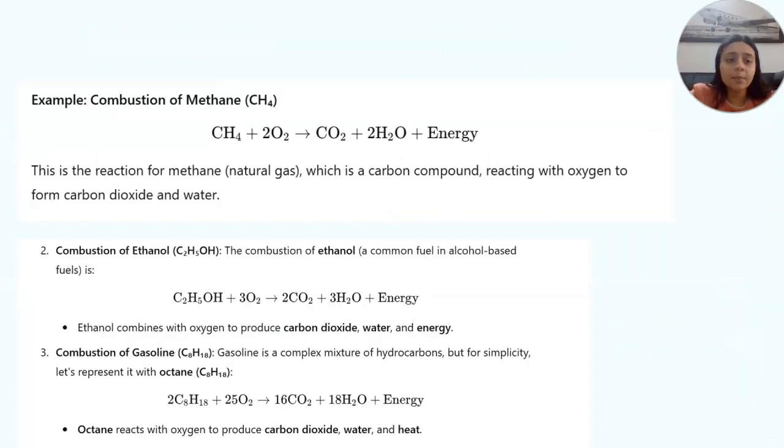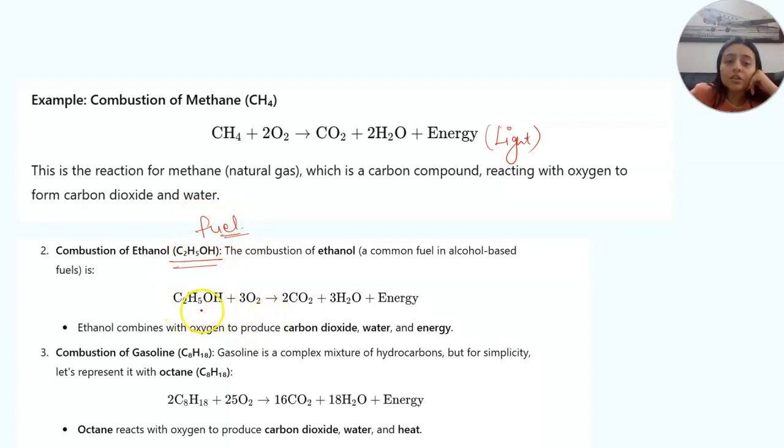There are certain examples like combustion of methane. You can see in your NCERT certain reactions of methane have been given to you where methane reacts with oxygen gas and gives out carbon dioxide plus water and energy in the form of light. All right. And more other examples, combustion of ethanol. Ethanol here is acting as the fuel only. Always remember ethanol acts as fuel.